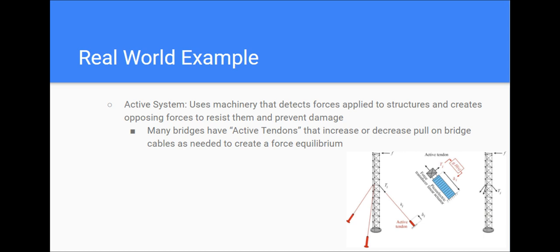Continuing with the example of bridges and structures, many of them, instead of relying on the passive systems involving the material structure or mechanical dampening devices, use active systems instead, which have sensors that detect the force applied to the structures and electrical machines that can apply an opposite force to maintain an equilibrium. An example of one such device that is often in active systems is called active tendons. Active tendons are essentially linear actuators attached to the bases of support cables on bridges and structures that can either tighten or create more slack in the cables in order to balance out any applied force to the structure.